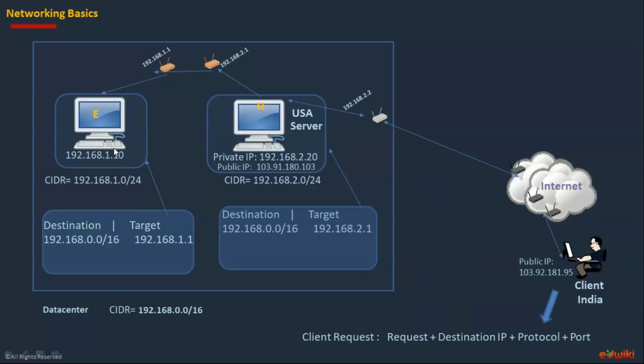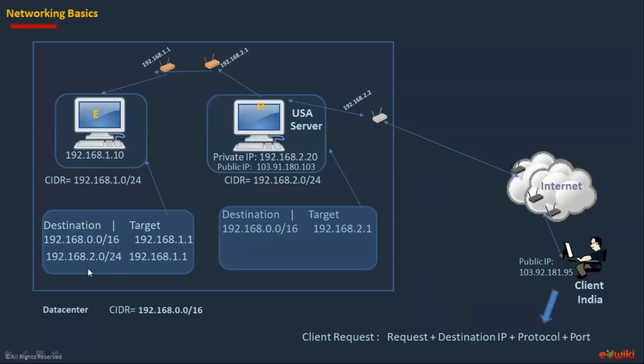In my case, the E machine IP 1.10, H machine IP 2.20, both are belonging into the data center CIDR 192.168.0.0/16, correct? So yes, I'm keeping the destination same in both places because both are belonging into the broader network. So you should be having the route table attached in both levels, then only it should work.